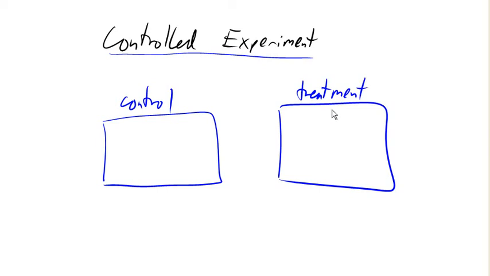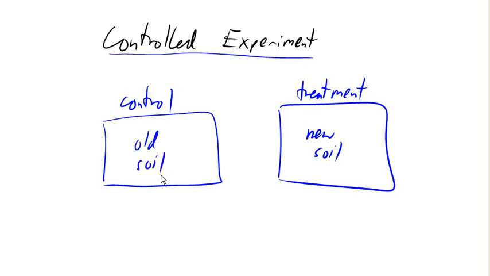The treatment group, not surprisingly, gets the treatment, whatever we're testing. So in the case of potting soil, this would be the new soil. So I'd plant several plants using the new soil. The control group does not get the new soil. Now, I can't just leave plants without any soil, so I would probably use the old soil here, and that would give me a nice comparison.